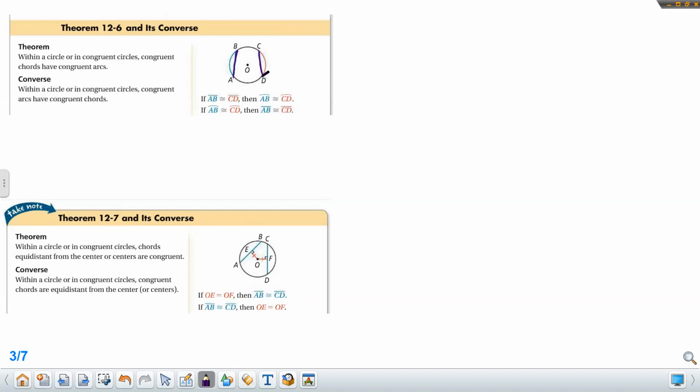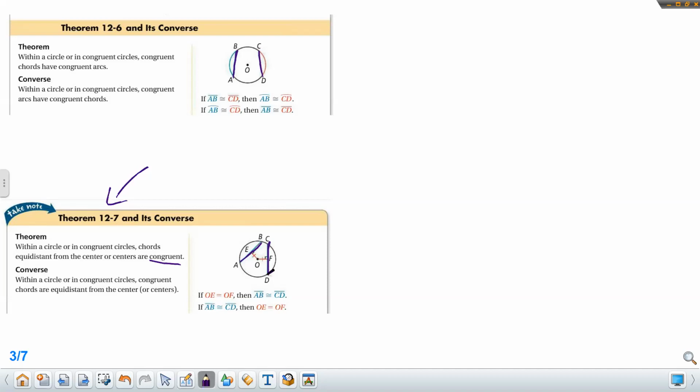Theorem 4: within a circle or in congruent circles, chords equidistant from the center of the circle are congruent. That means, if you have two chords like AB and CD, and they are equidistant. Equidistant means at equal distances from the center. That means OE equals OF.